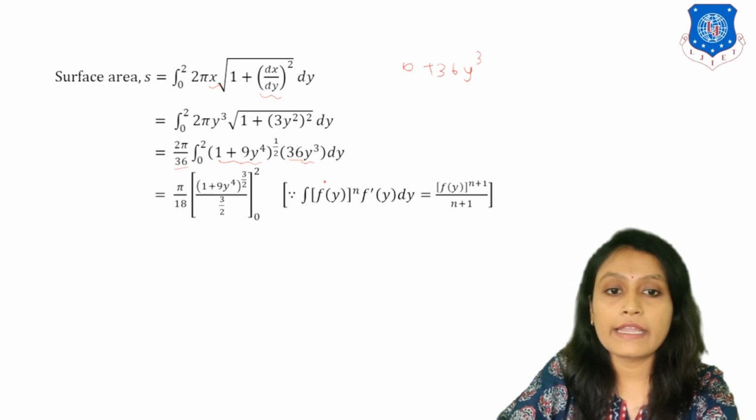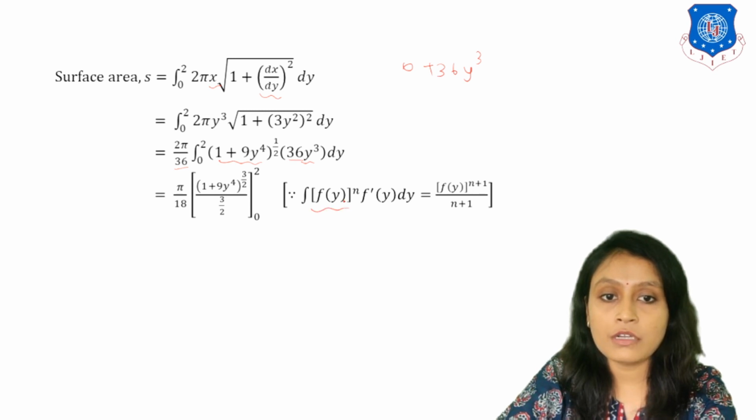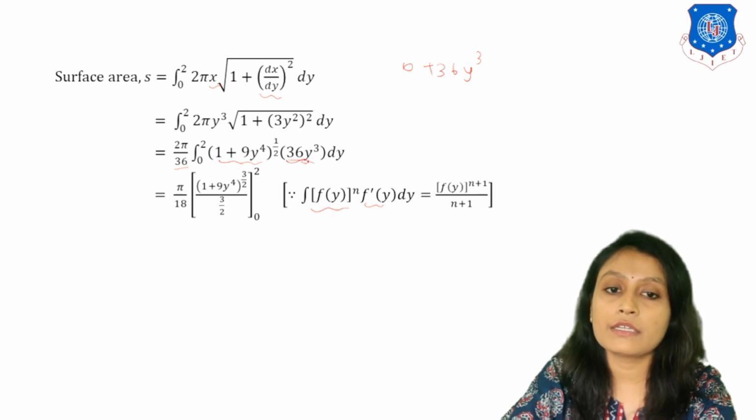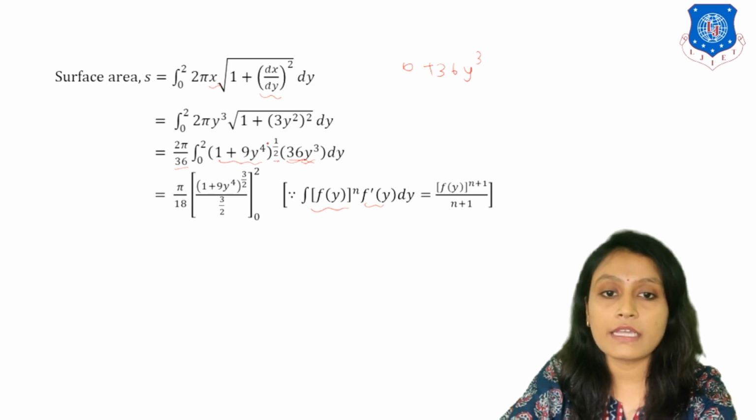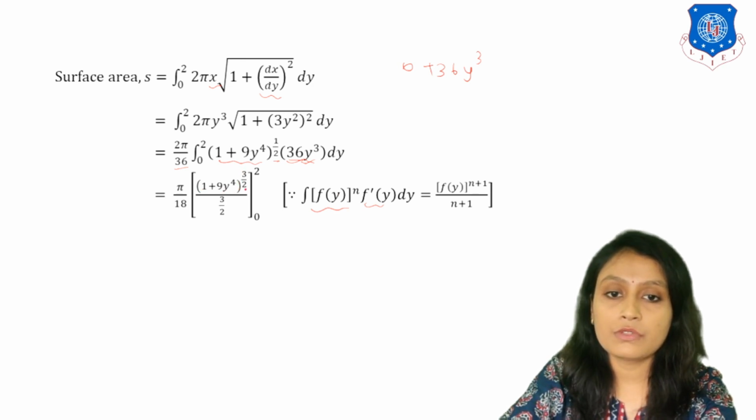So you will get this formula, that is function raised to n and its derivative is present. So what will be the answer? f of y raised to n plus 1 upon n plus 1. Now this is our function and its derivative, that is 36y cube, is present over here, so we will use this formula. n is given, that is 1 by 2. So your answer will be (1 plus 9y raised to 4) whole raised to 3 by 2 upon 3 by 2, and simplify this, so you will get pi upon 18.